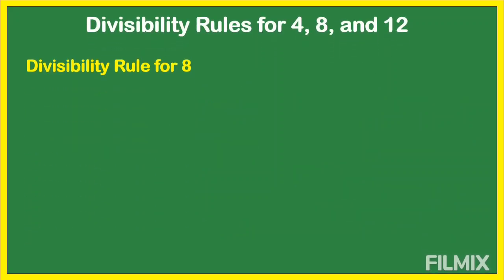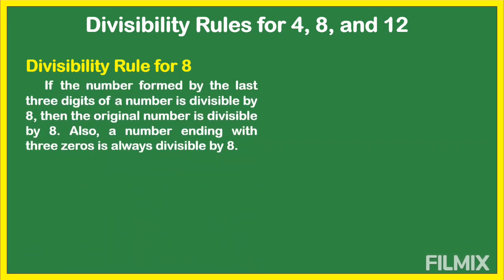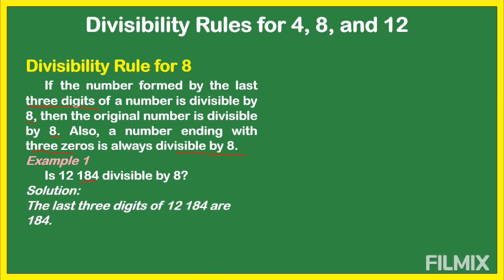Next is the divisibility rule for 8. How do we know that a number is divisible by 8? If the number formed by the last three digits of a number is divisible by 8, then the original number is divisible by 8. Also, a number ending with 3 zeros is always divisible by 8. For example, is 12,184 divisible by 8? The last three digits of 12,184 are 184. So, we're going to divide that. 184 divided by 8, the answer is equal to 23. Therefore, 12,184 is divisible by 8.